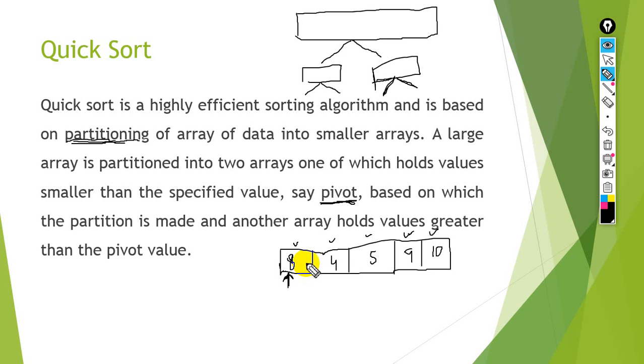So now we will perform some steps to make the pivot value be in the middle, in which the smaller values will be on the left of the pivot value and the larger values will be on the right of the pivot value. So now we will make this array just like this.